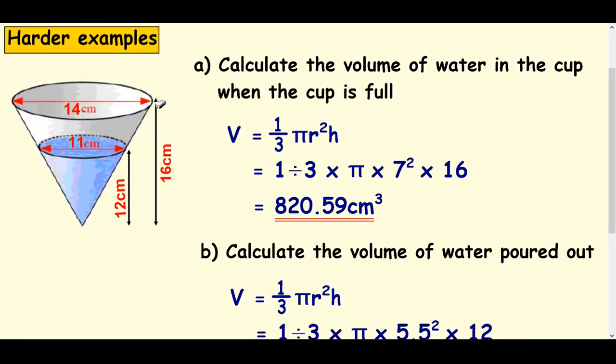Now sometimes these questions don't give you this lead in to work out the full cup there. So watch out for that. Sometimes it will just ask how much water has been poured out, and you need to get the volume of both cones and then take them away. And just for future reference, if you've got shapes inside shapes and you're trying to get the missing parts, always take away some.